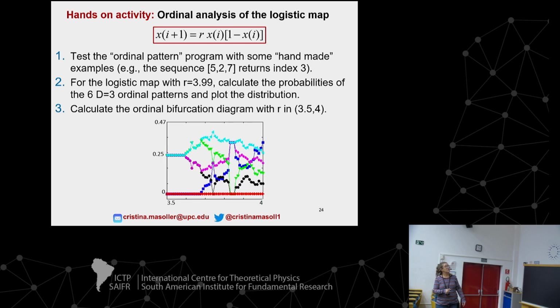And then you can generate a time series with the logistic map, calculate the ordinal probabilities, and then change the control parameter to reproduce the ordinal bifurcation diagram. So this is the exercise, a possible exercise for you if you are interested in doing some hands-on programming. The algorithm is available both in MATLAB and in Python.